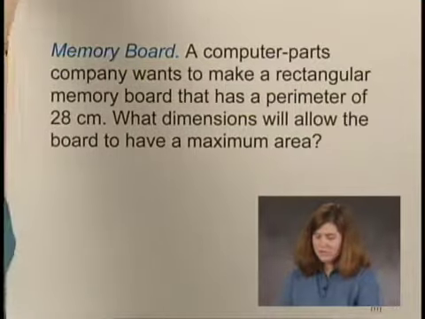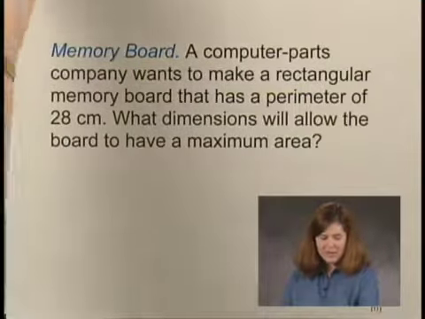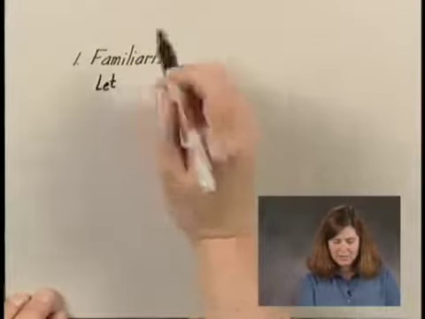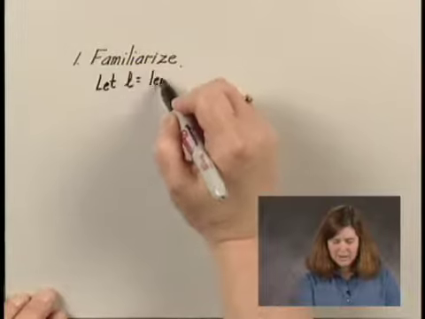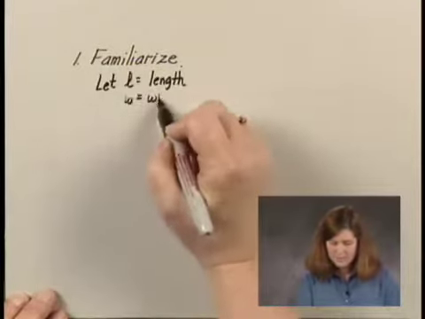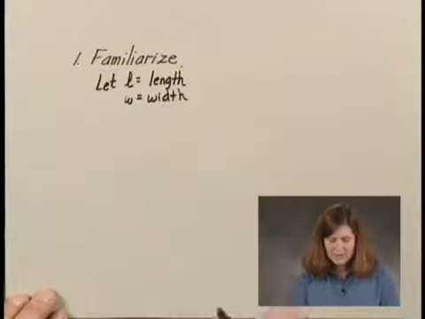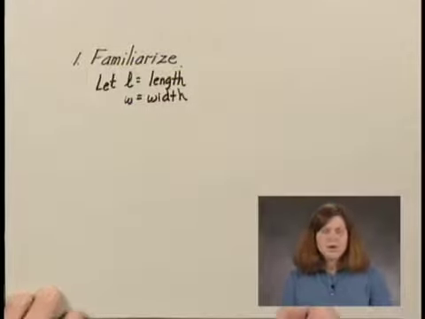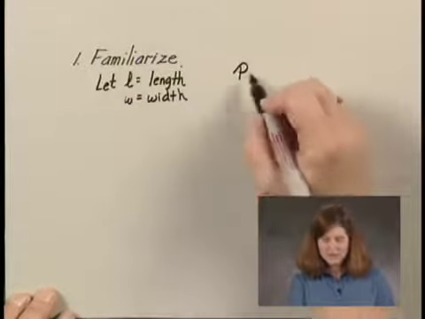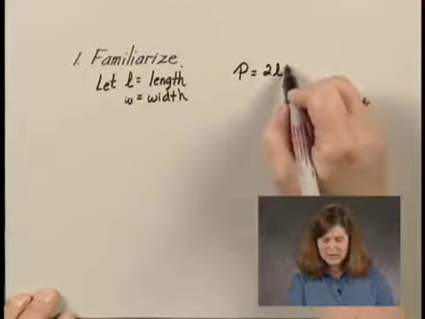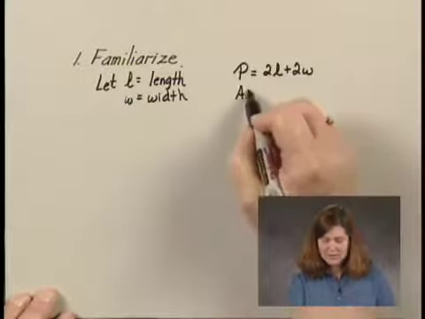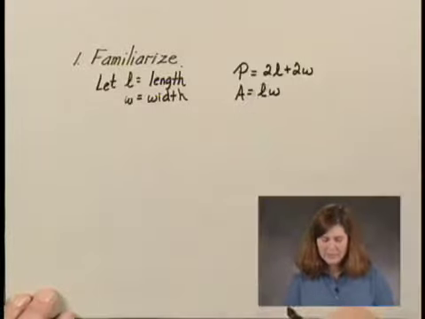We'll familiarize ourselves with the problem by letting L represent the length of the board and W represent the width of the board. Both of these will be in centimeters. We're dealing with perimeter and area, so let's recall the formula for the perimeter of a rectangle. That's 2 times the length plus 2 times the width. And the formula for area is length times width.